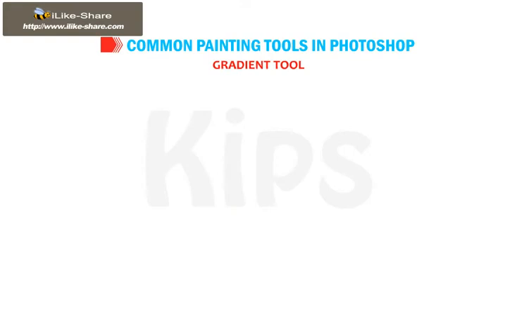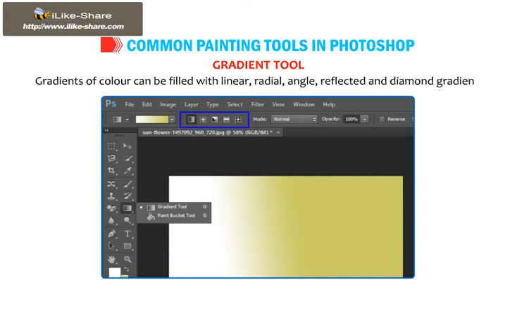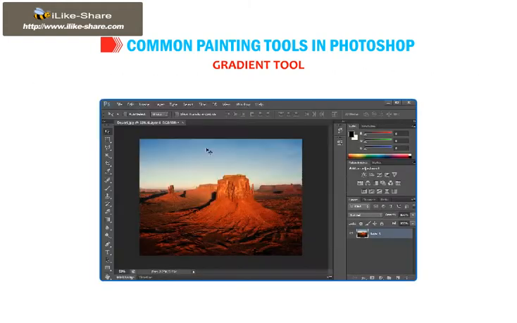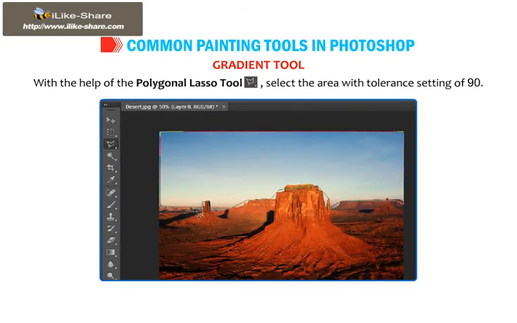Gradient tool. The Gradient tool allows you to fill an area with a range of colors in a specified pattern. It creates a blend of two or more colors. Gradients of color can be filled with linear, radial, angle, reflected, and diamond gradient. Open an image. With the help of the polygonal lasso tool, select the area with tolerance setting of 90.